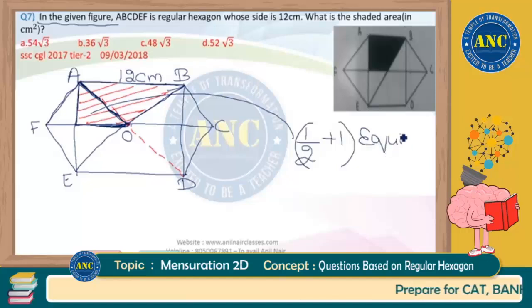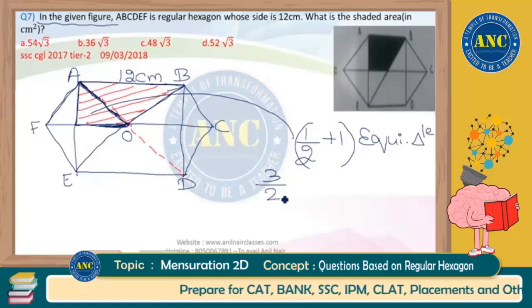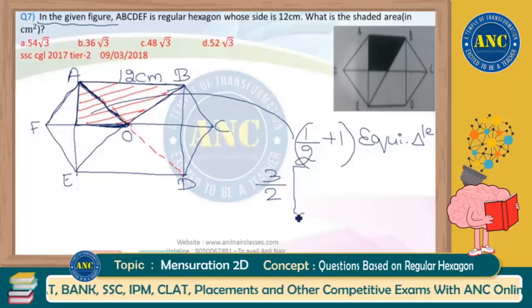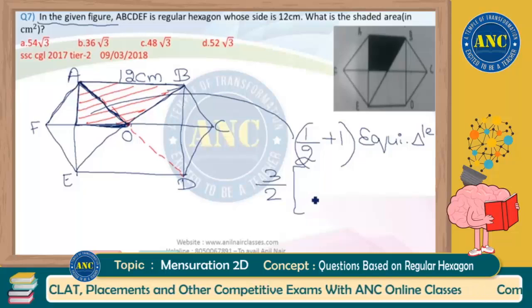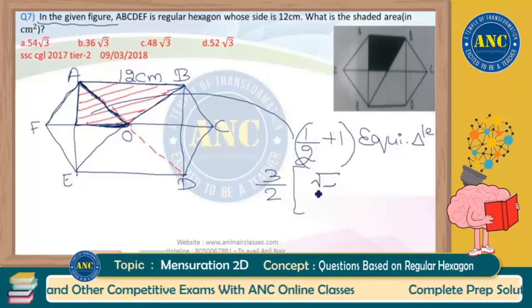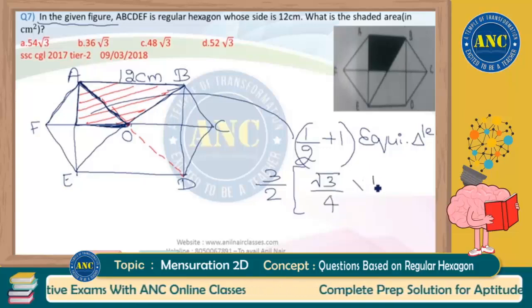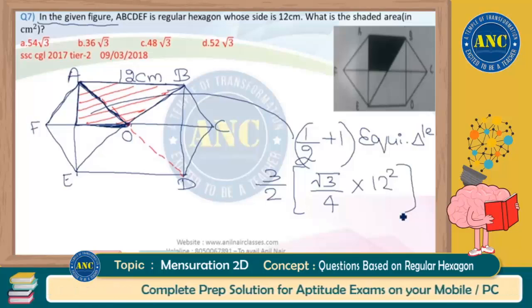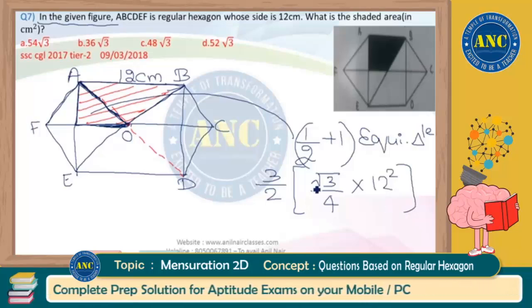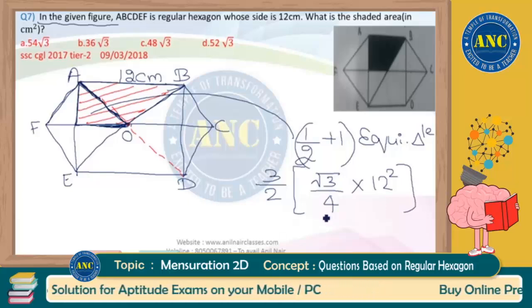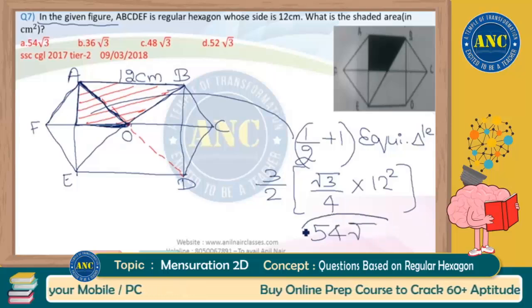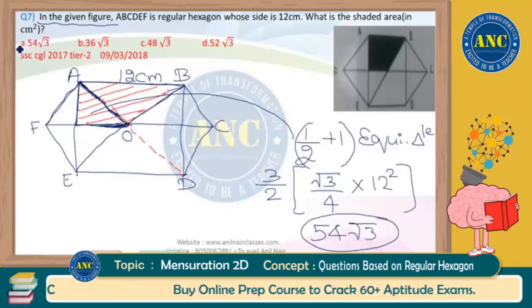So totally I am interested in finding the area of half plus one full equilateral triangle, that is 3 by 2 equilateral triangles, 1.5 equilateral triangles. Area of one equilateral triangle is root 3 by 4 into a square, and a is 12. So for 1.5 it is 1.5 into root 3 by 4 into 12 square. If I simplify, I will finally get 54 root 3. The answer for this question is option A.